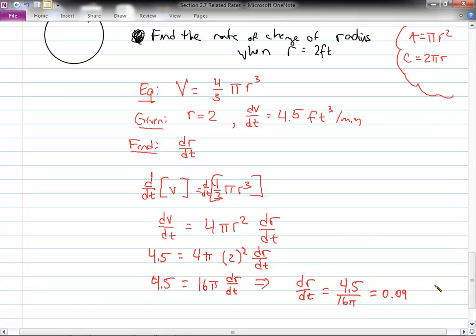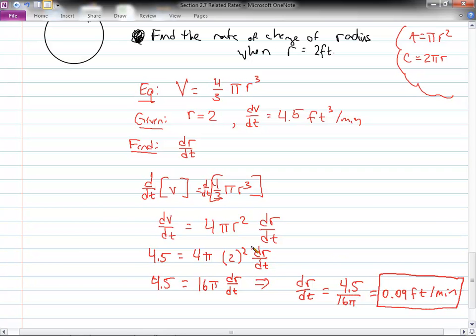Yeah. And what are the units going to be? What are the units of r? Feet. What are the units of t? So the radius is changing at 0.09 feet per minute.